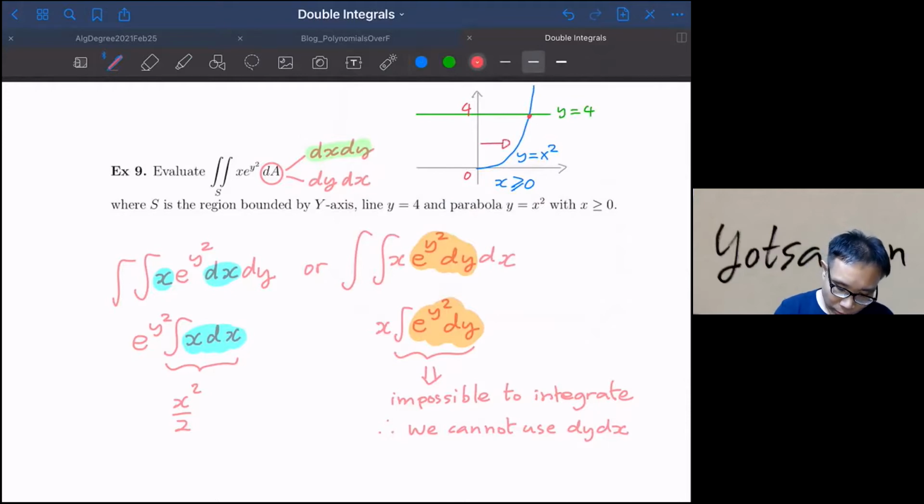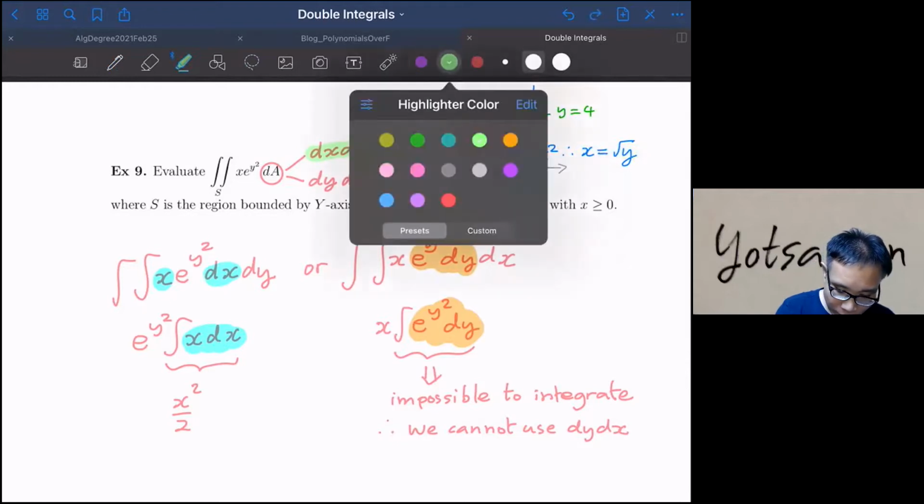So it's going to be running from x equal to 0, which is the y-axis. So this one is x equal to 0, right? And this one you need to solve for x, so you're going to have x equal to root y. So this one is going to be your left curve, and this is the right curve that we mentioned before.